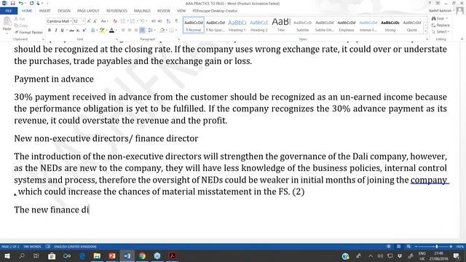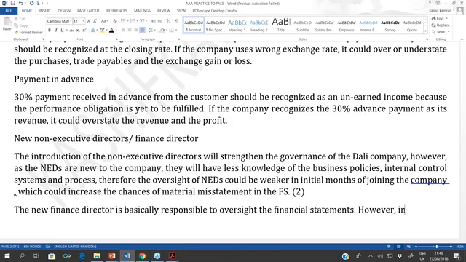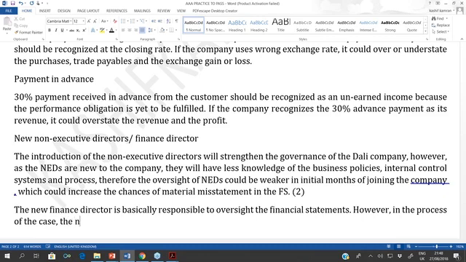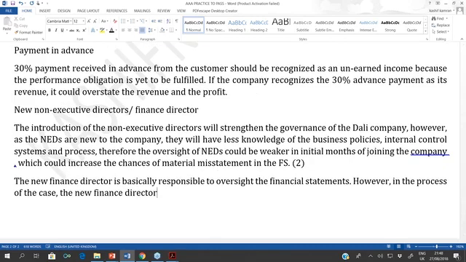The new finance director is basically responsible for oversight of the financial statements. However, in the process of the case, the new finance director, see this point I'm writing, right? However, in the process of the case, the new finance director has taken a number of wrong decisions pertaining to accounting matters.